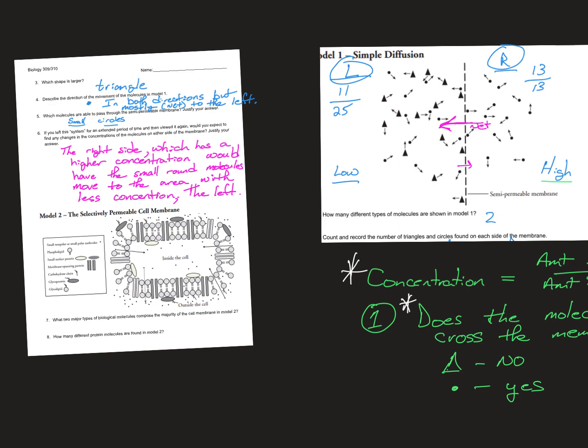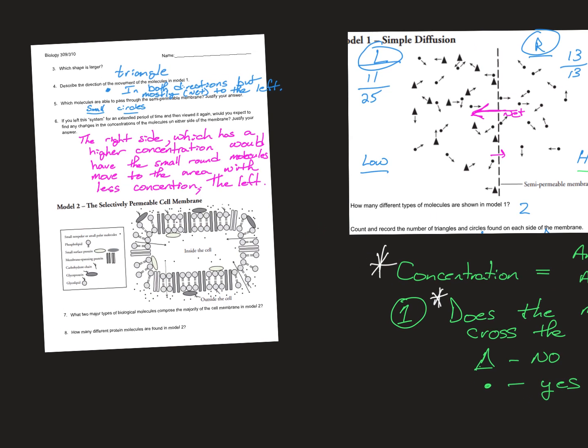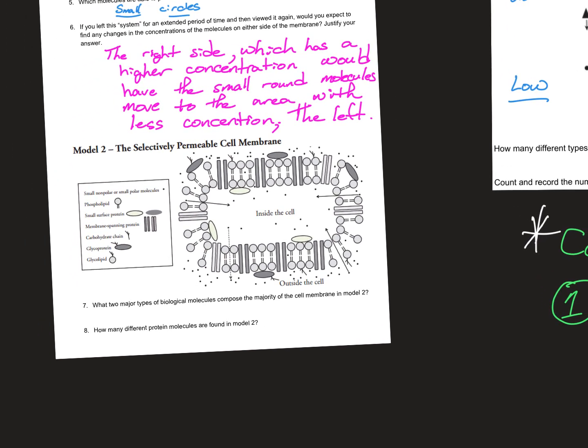Now let's take a look at this membrane here. Now you have a small nonpolar molecule, and then you have a polar molecule. They are these little dots. There they are. Which are the only ones crossing the membrane?